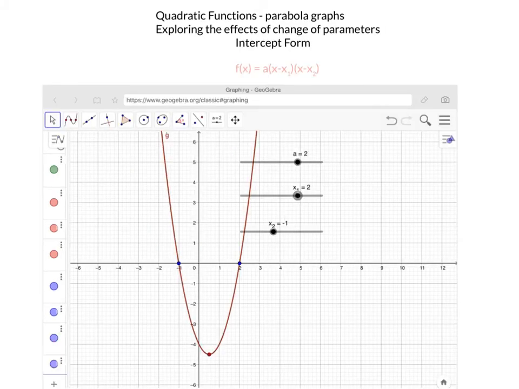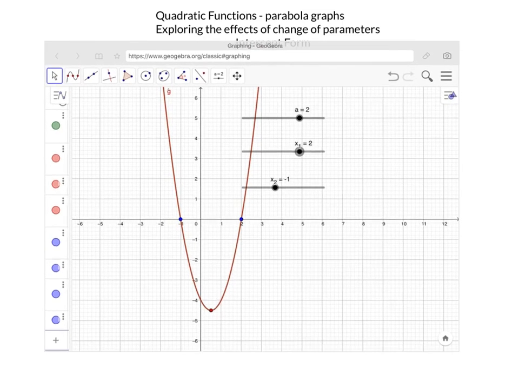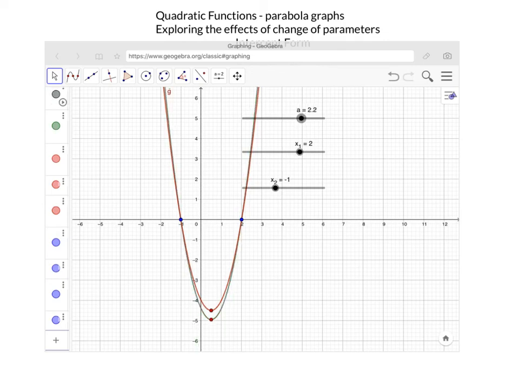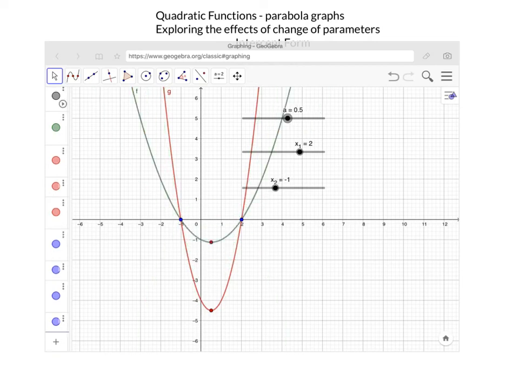Now let's look at the effect of changes in the graph when there are changes in the intercept form. So this is my graph now. What will happen when there is a change in a? Definitely the graph is expanding and contracting, as we have seen. Nevertheless, there is no change in the x-coordinate of the turning point, but the y-coordinate definitely changes.